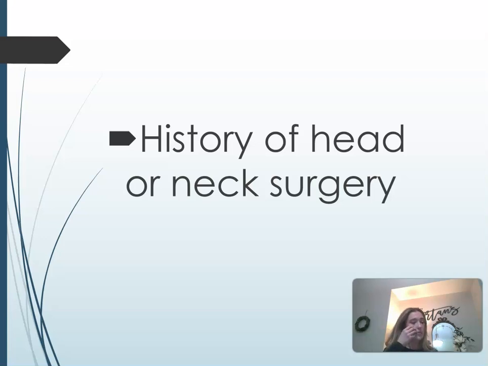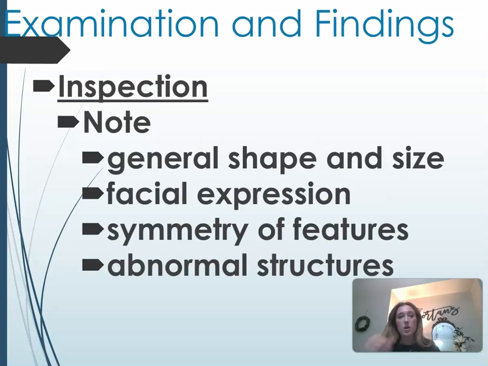Okay. And we also, of course, want to know any history of head or neck surgery. So anything with their head, any kind of sinus surgery, and then, of course, anything with their thyroid. Okay, so looking at our findings, we want to note the general shape and size of the head. What's their facial expression? Is it appropriate for the conversation? Are their features symmetrical? Do they smile and lift their eyebrows symmetrically? Or is there anything abnormal that you notice?